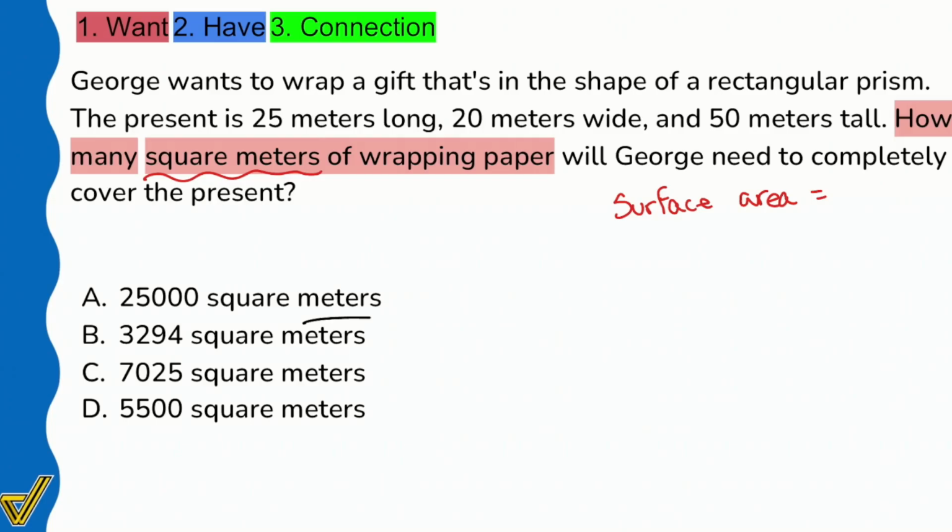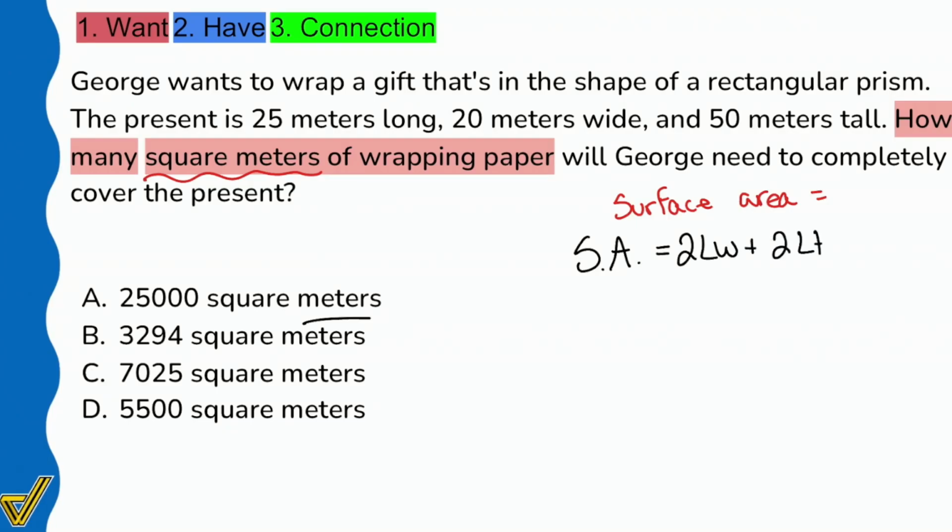So write this down. The surface area formula is 2 times the length times width, plus 2 times the length times the height, plus 2 times your width times your height. So this all seems confusing, and I totally agree with you if you think that this sounds confusing, but this is really how this works.